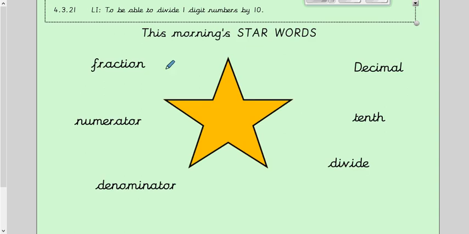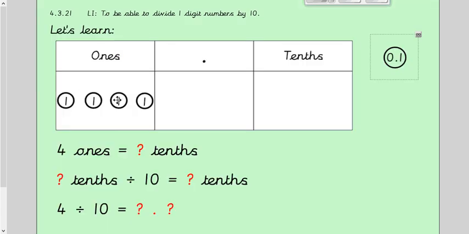So today we're going to look at dividing a one-digit number by 10. Now we've done this before, so it shouldn't be too much new information, if that makes sense, but it will be looking more at the decimal, so dividing a number so that it goes into decimal points. So we have our star words, they're pretty much the same as they were before, we just have divide now as well. So looking at this place value grid then, let's learn together.